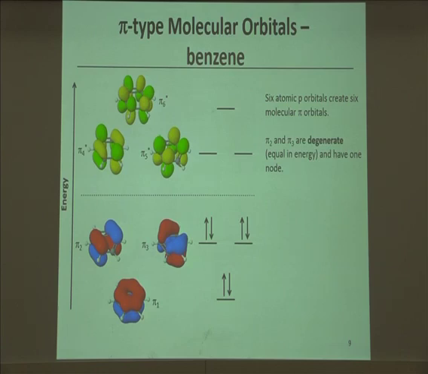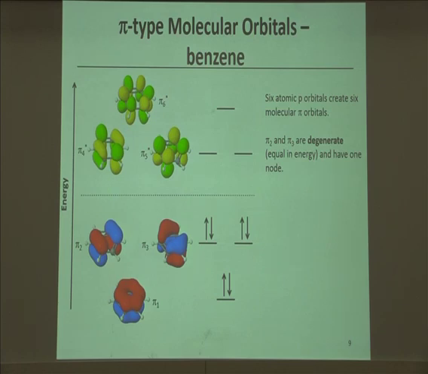The reason for that is they each have the same number of nodes. So pi 3 has one node running between the carbon-carbon bonds on the sides of the molecule there. Pi 2 has a node on each side of the ring running along the CH bonding axis. And so these have each one additional node compared to the pi 1 orbital. And in this case, they are symmetric and equal in energy, so they become degenerate.